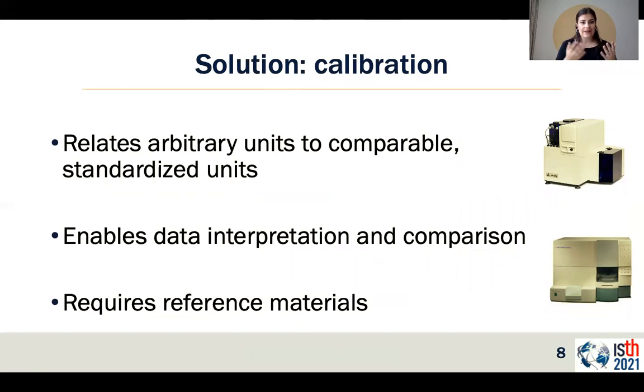So that means we're relating the arbitrary units that you measured, which don't really tell you much actually, to comparable standardized units. And that, for one, enables you to do data interpretation properly and also to do data comparison. But a calibration requires reference materials. And at the moment, we're unfortunately facing a lack of well-characterized reference materials for EV flow cytometry. But I'm going to come back to that.